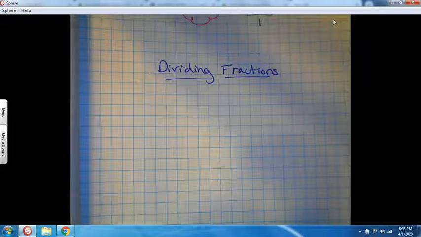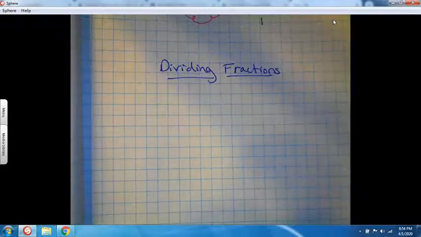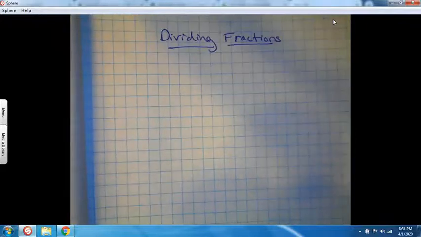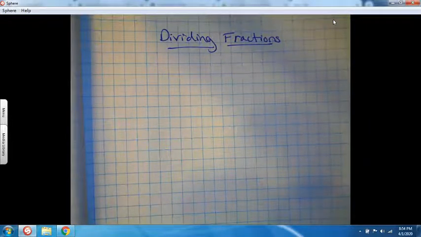So dividing fractions is really easy. They're going to give you mixed numbers here, which you know I don't like. Just leave them as improper fractions. So let's go ahead and try the first one.